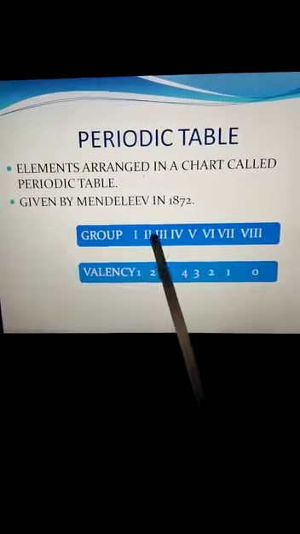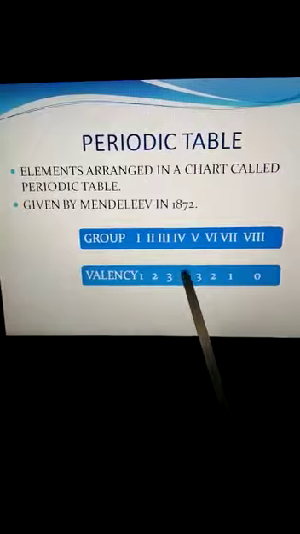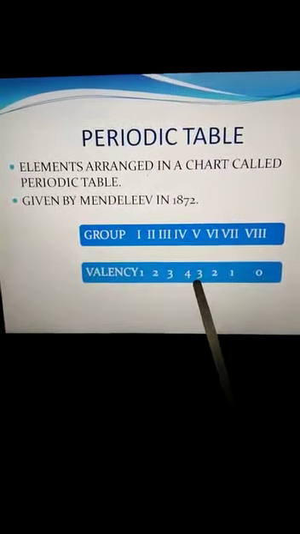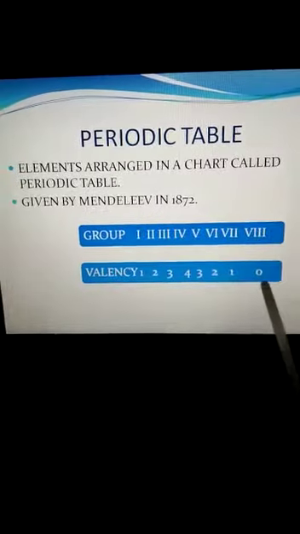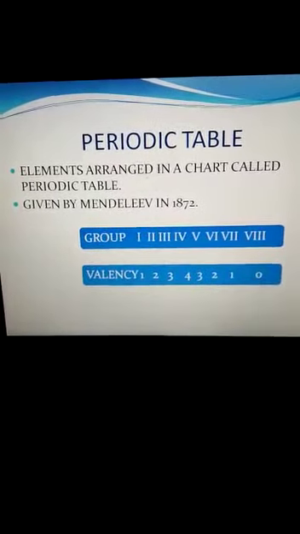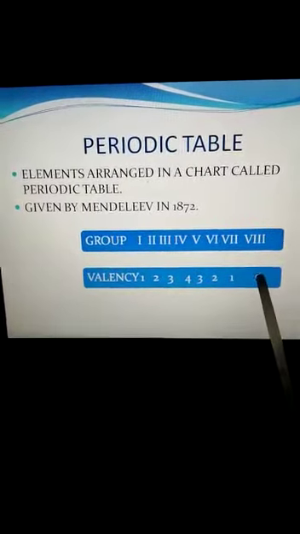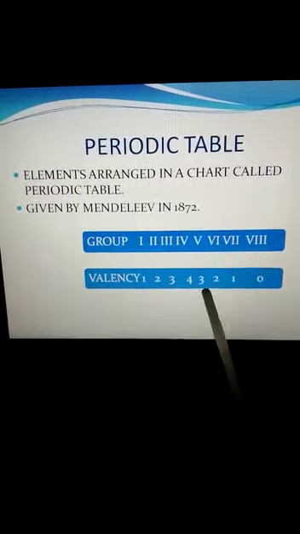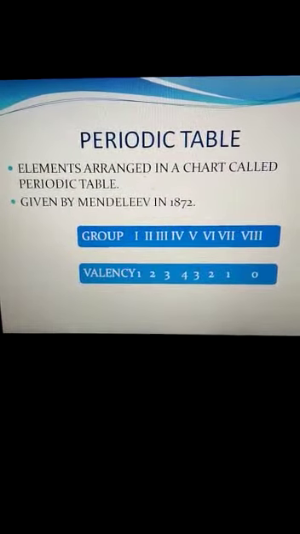Group 1 has valency 1, group 2 valency 2, group 3 valency 3, group 4 valency 4. Then from group 5 it goes 3, 2, 1, 0. Group 8 has valency 0. These elements are least reactive because they do not need to accept or donate any electrons.